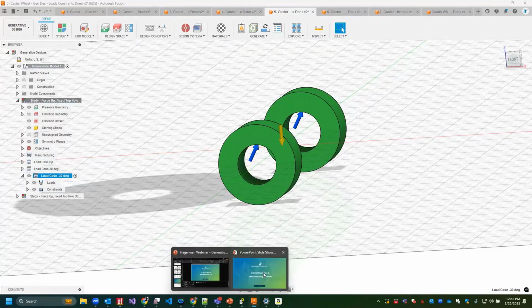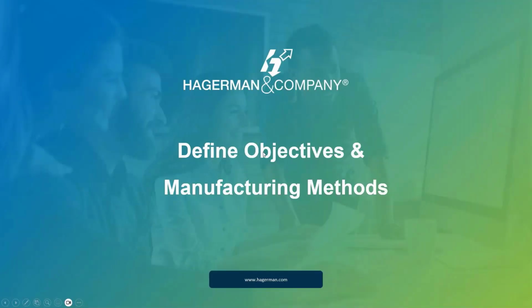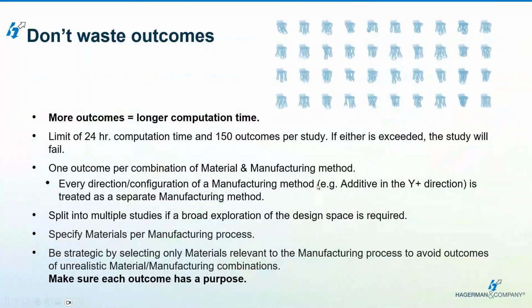So what we've got to do next is go to the next one, and we're going to go to objectives and manufacturing methods. With this, the more manufacturing methods, objectives, materials, or manufacturing processes that we add in there, the more outcomes we're going to get, and it's going to be a longer computation time. If we don't want to sit there and wait for a really long time, maybe we make a study of just specifics of what we want to find out.